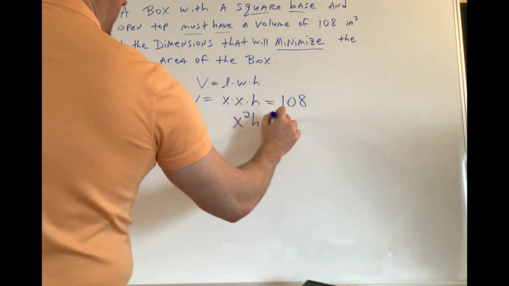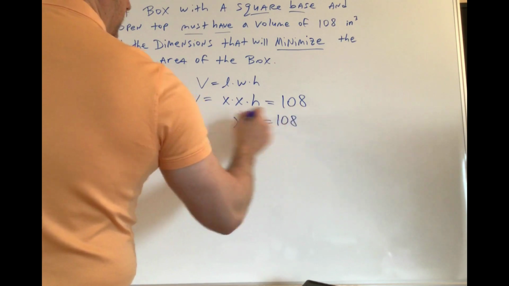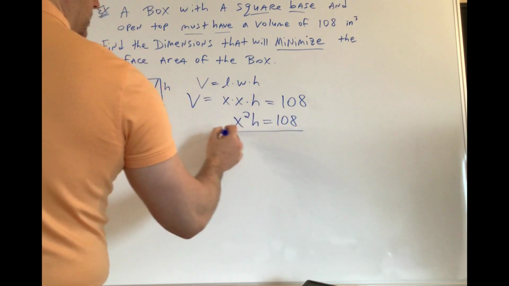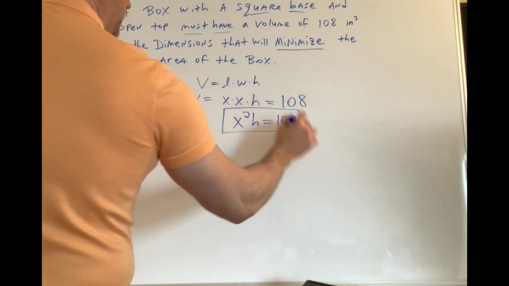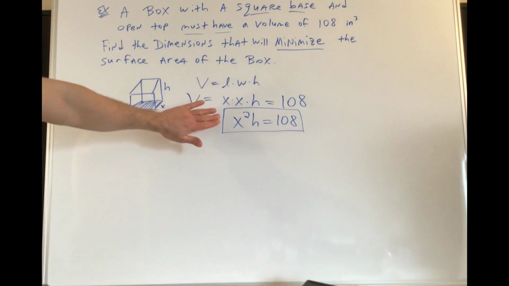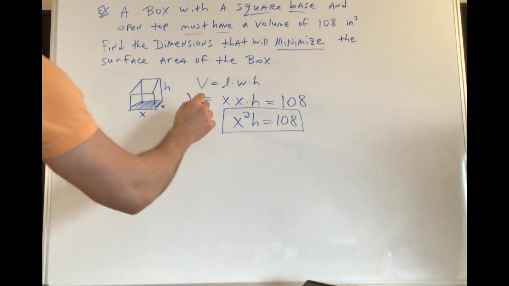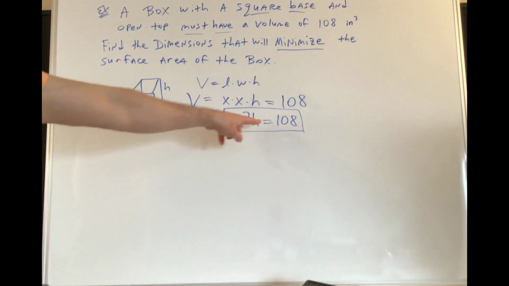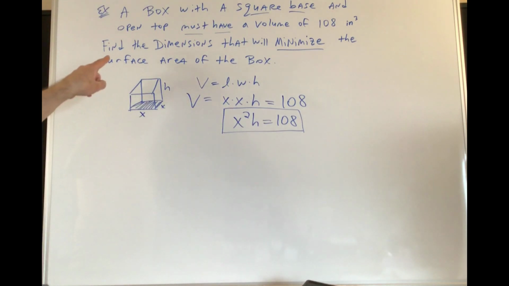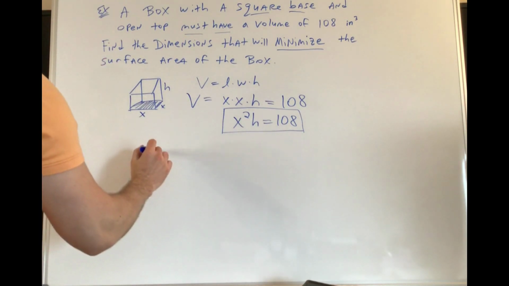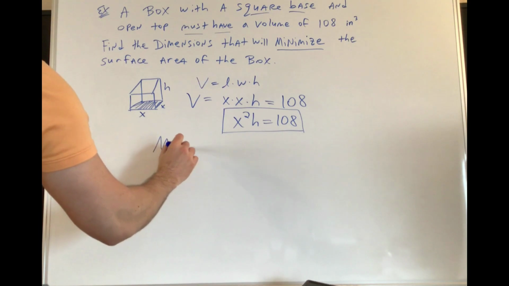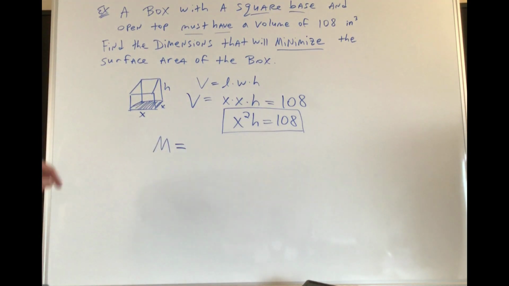There I go, I have an equation. Now, I don't need to write the V anymore. This is my first equation, the equation for the volume of the box. You can keep the V there if you want, but I already have an equal sign here. Now, this is the problem: I need to minimize the surface area. This is very complex.